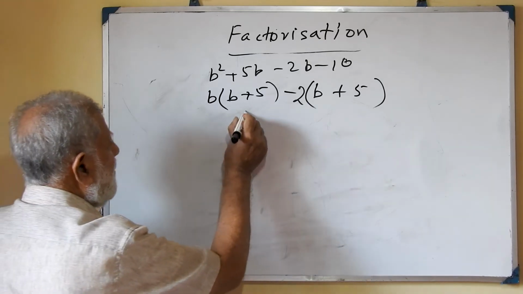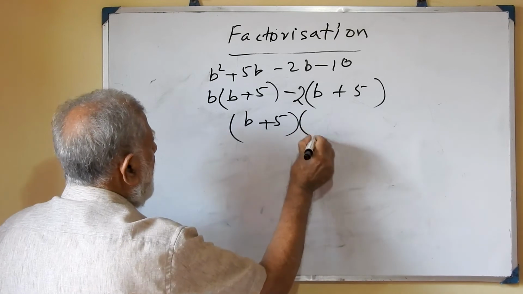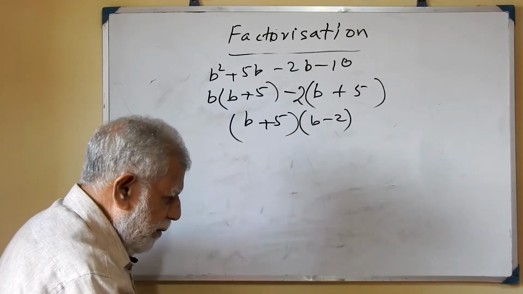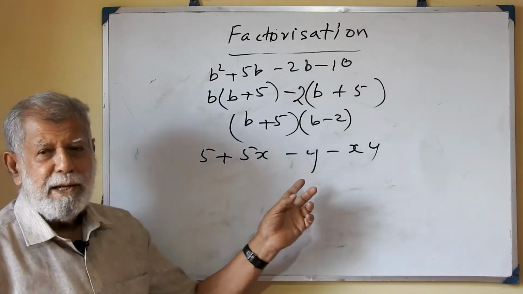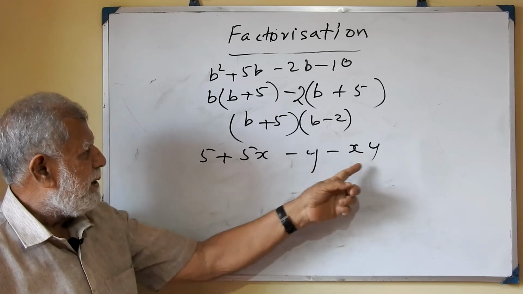So take b plus 5 as the common factor for the whole expression, and the balance will be b minus 2. We'll take one more example. Invariably, in the O level, if they give any question in factorization, definitely they will give one on this minus type.